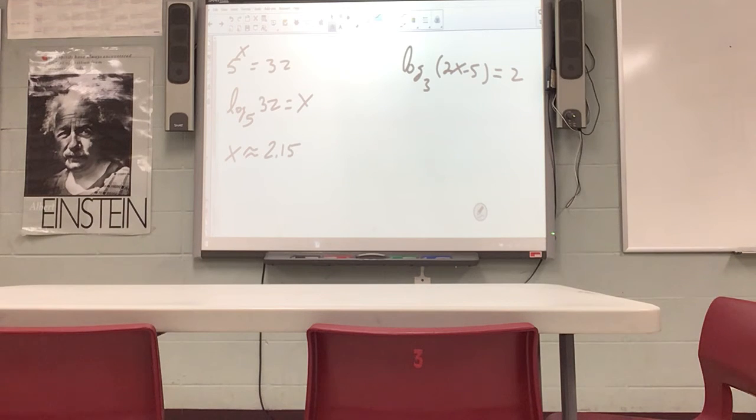Okay, so what would we do over here on this number 2? Not what I was thinking. In bin form? Okay, good, it's in log form, so we'll put it in bin form. So 3 to the second equals 2x minus 5. So 9 is equal to 2x minus 5. Now what do you do to solve? Add it up. Yeah. 14 is 2x. So x is 7.